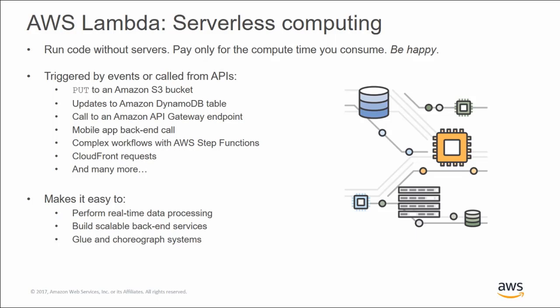We've also seen customers using Lambda for building scalable backend services, whether it's for a web or a mobile app. A lot of the customers who use AWS Lambda get started with using Lambda for gluing various disparate systems. So you could have multiple systems that are all glued. You can choreograph these different systems using AWS Lambda.